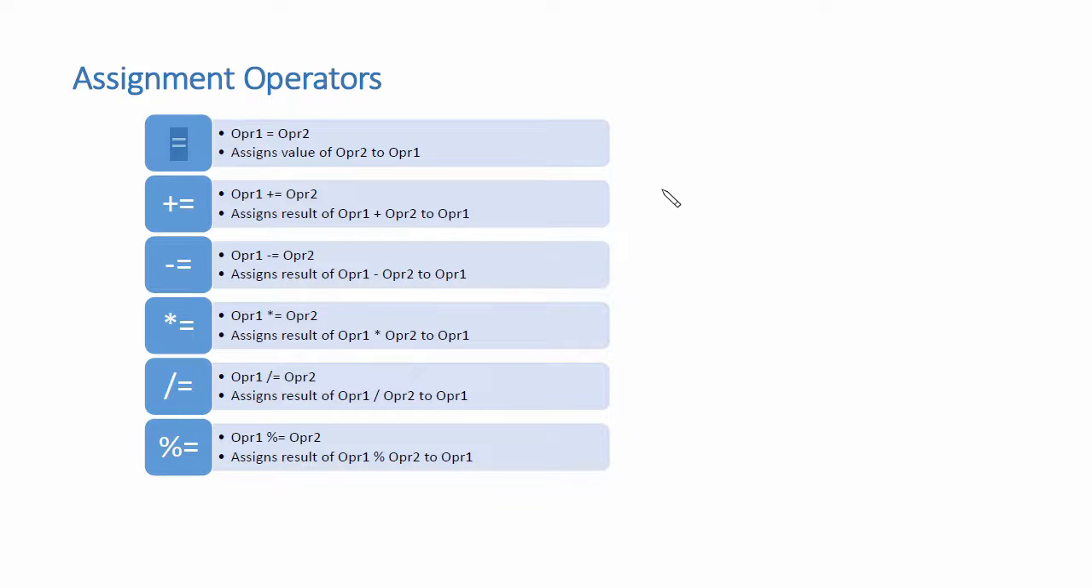Let's see, if I write int I1 equals 10, this statement creates a memory location of type int. Its name is I1 and the initial assigned value is 10. Now if I write I1 equals 20, this statement means assign a new value to I1. Delete the old value and assign a new value to I1, which is 20. So we had already seen this example. We will now see the rest of the operators.